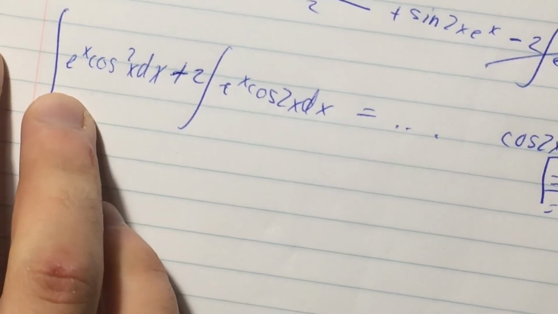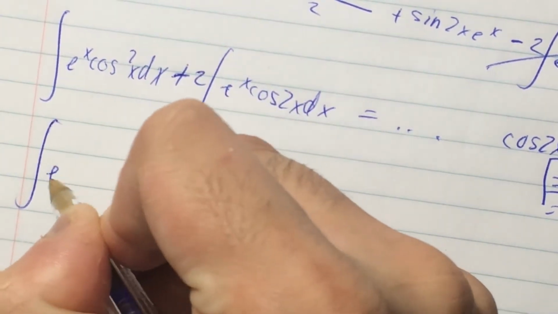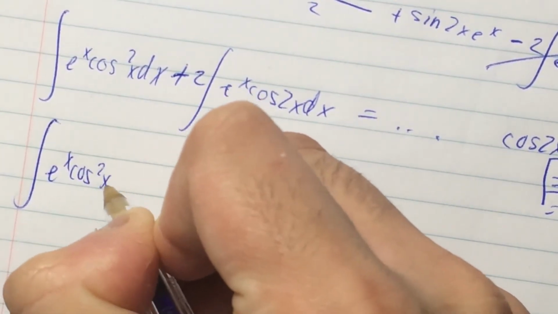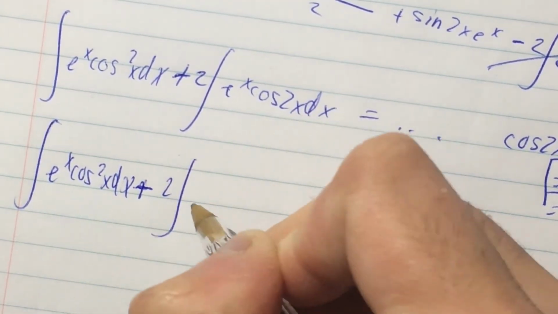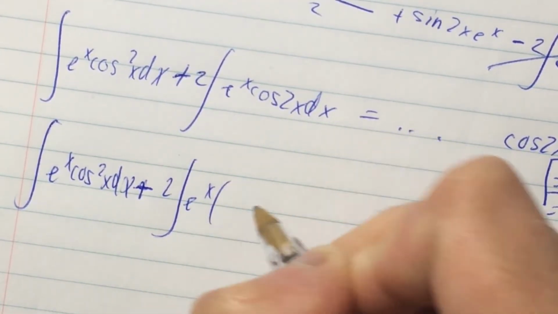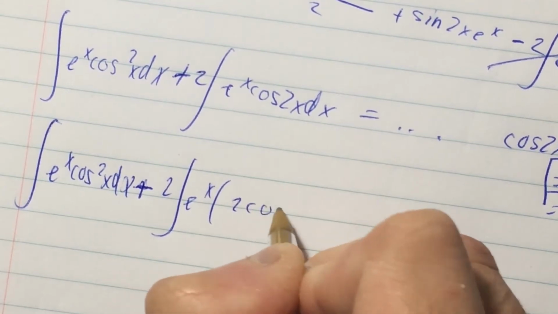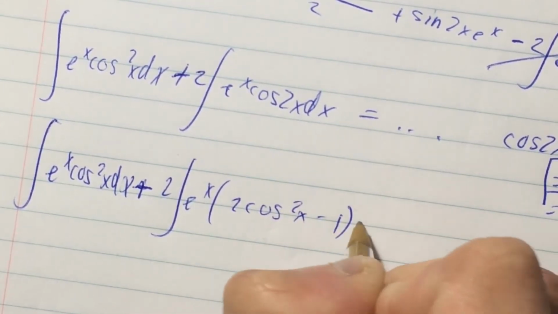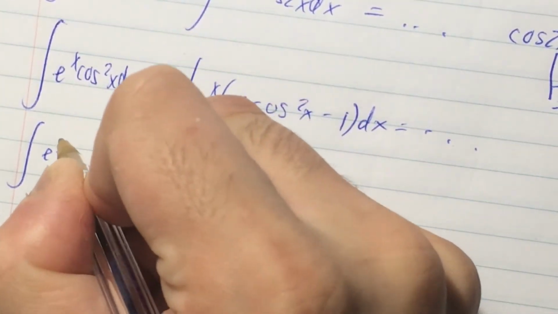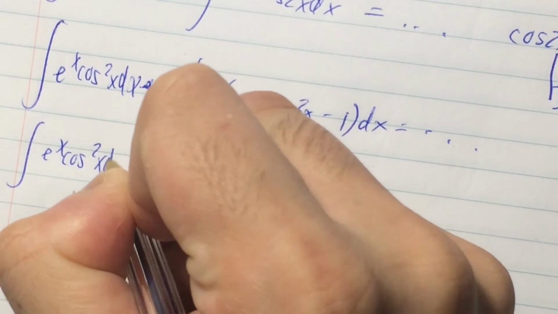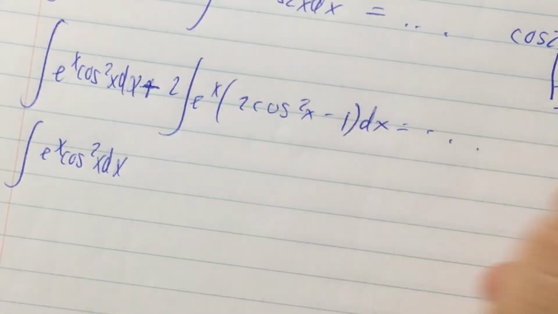So now, when we rewrite the integral, we still have our e to the x cosine squared x dx, but now we have plus 2 times the integral of e to the x, and it's not cosine of 2x anymore, it's 2 cosine squared x minus 1 dx, is equal to dot dot dot. And now we rewrite our integral again, so e to the x cosine squared x dx is... Now, let's expand it out.